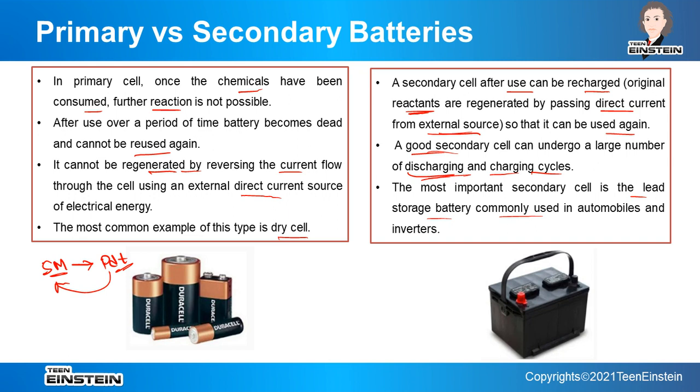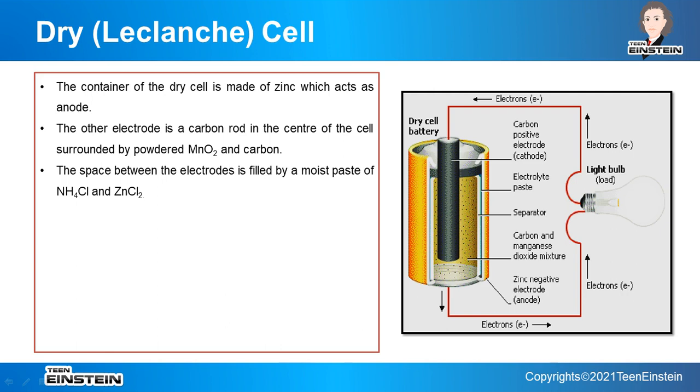Now under this secondary cell type, the example that will be discussed in detail is the lead storage battery, and it is sometimes also called the lead accumulator. Fine. So first we will see under primary battery what is a dry cell. Try to remember the other name too, because sometimes if it is mentioned as Leclanche cell, then you have to understand that these two are actually the same.